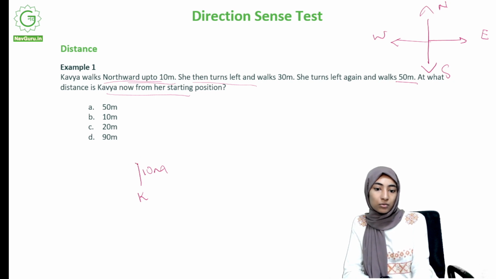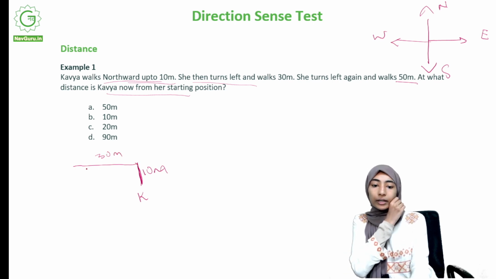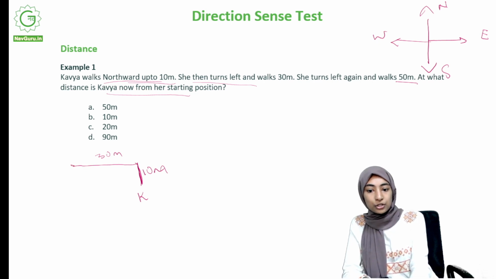She turns left and walks 30 meters. You draw a longer line for 30, because here 10 is represented using this line. So for 30, draw a longer line. Okay, so now she's here. She turns left again.